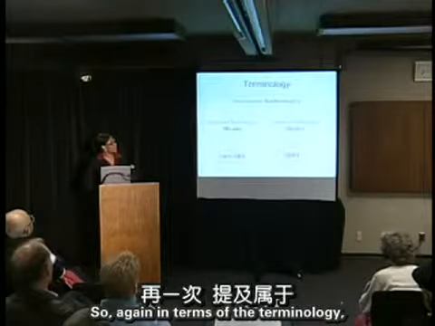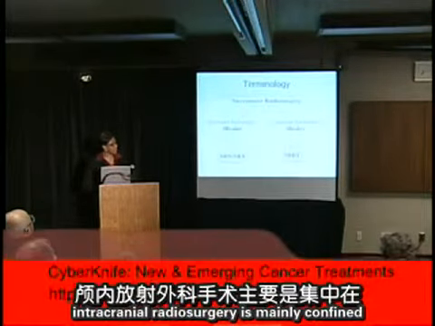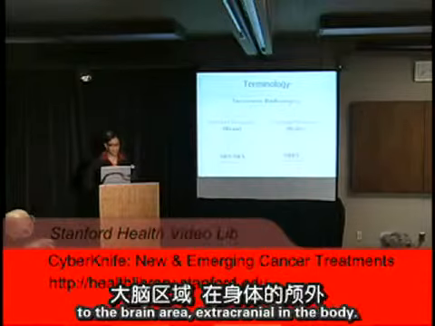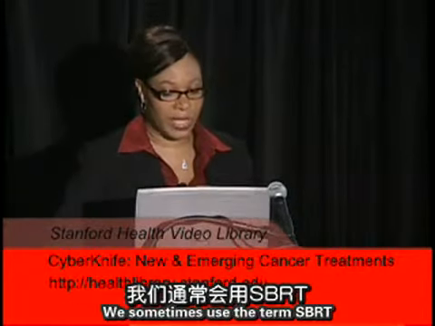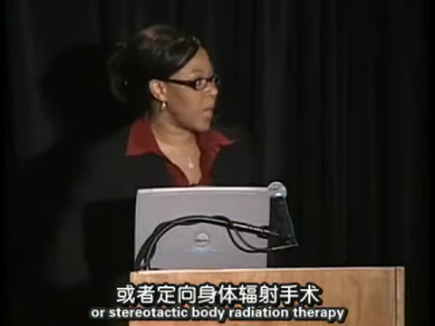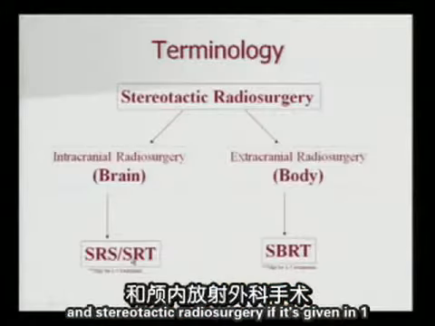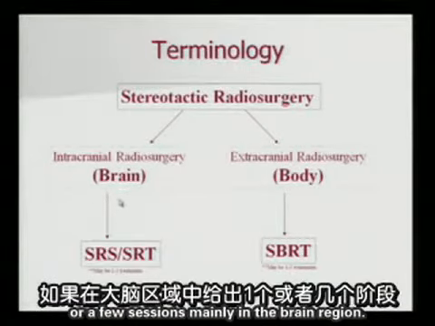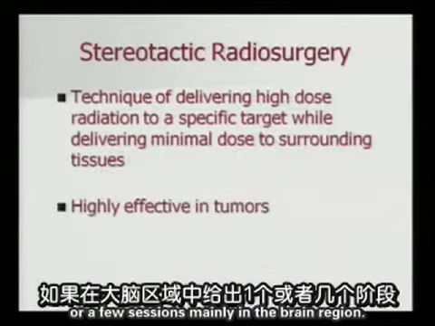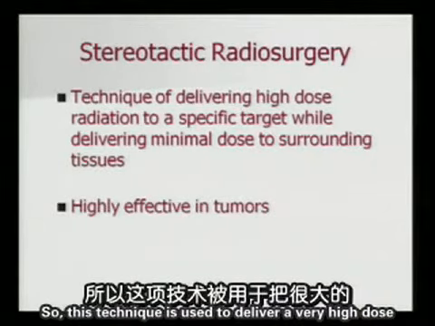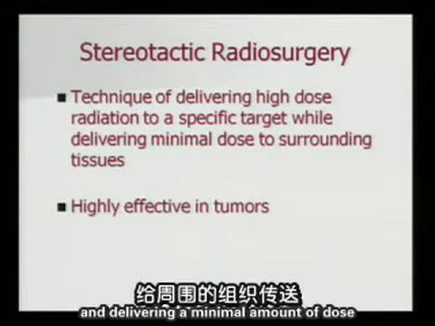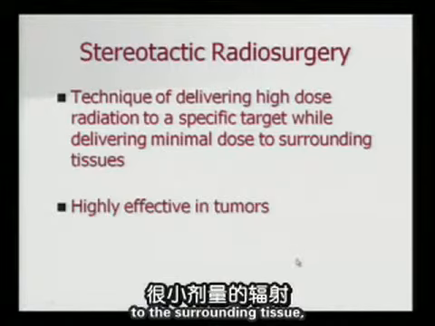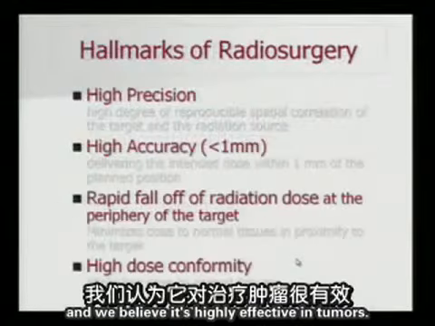So again, in terms of the terminology, intracranial radiosurgery is mainly confined to the brain area, extracranial in the body. We sometimes use the term SBRT, or stereotactic body radiation therapy, and stereotactic radiosurgery if it's given in 1 or a few sessions, mainly in the brain region. So this technique is used to deliver a very high dose of radiation to a specific target and delivering a minimal amount of dose to the surrounding tissue, and we believe it's highly effective in tumors.